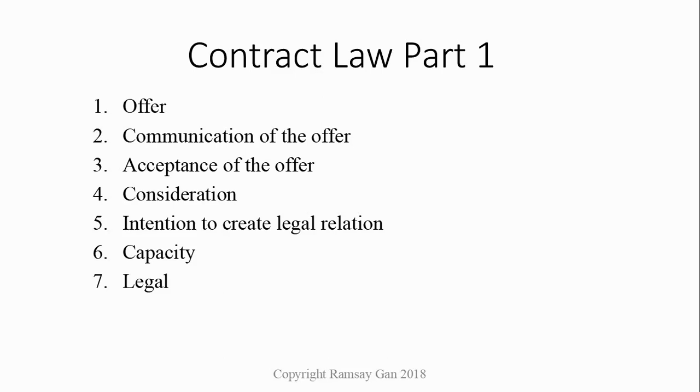However, having said that, of the 7 items in contract law, which are offer, communication of the offer, acceptance of the offer, consideration, intention to create legal relations, capacity, and legality or illegality, it is very straightforward, only 7 items. However, you may also see deviations. There are deviations. Sometimes, in life, it is not always smooth sailing.